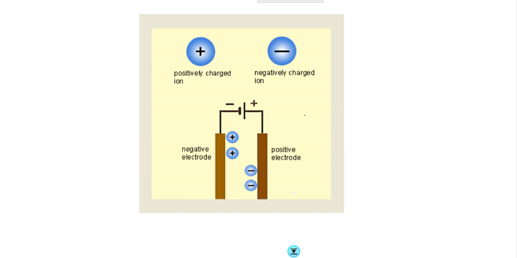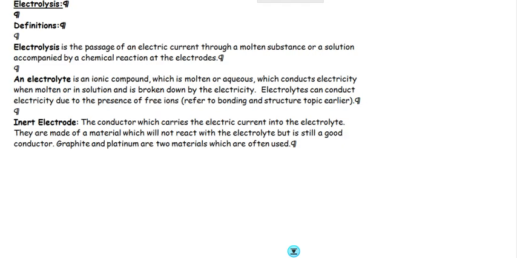Now there are some electrodes that are not inert and that do actually take part in the chemical reaction, but for our purposes at the minute, until we get to the very last topic, the purification of aluminium, we will assume that all electrodes are inert. So these electrodes have to be able to conduct electricity, but they must also be unreactive.